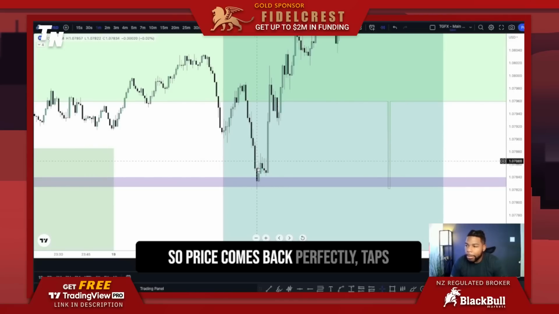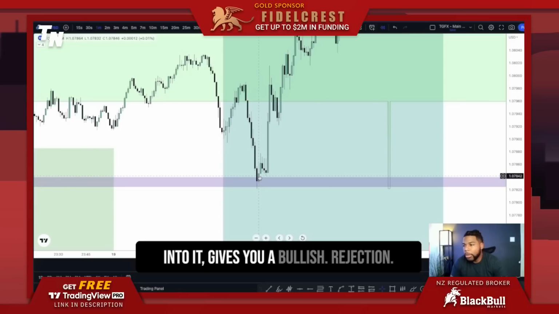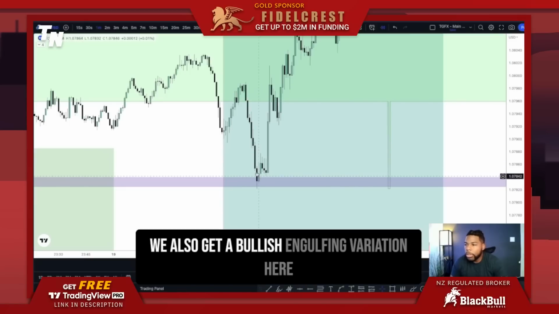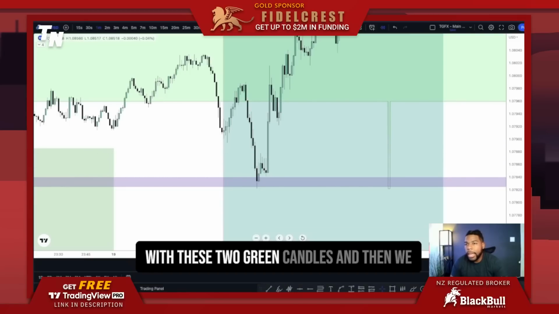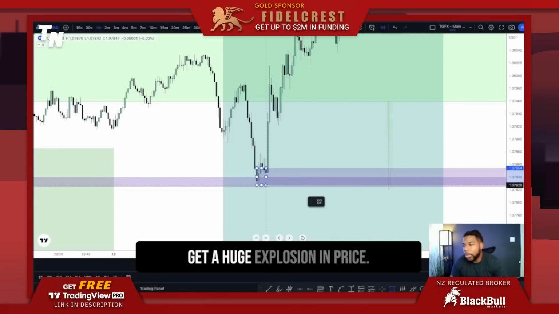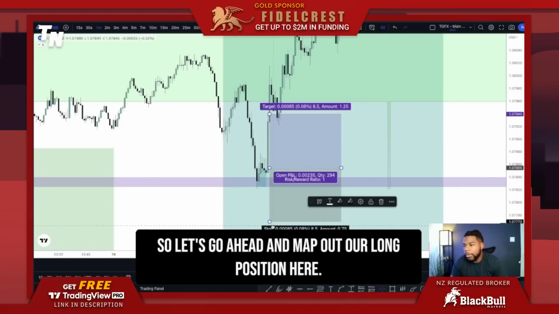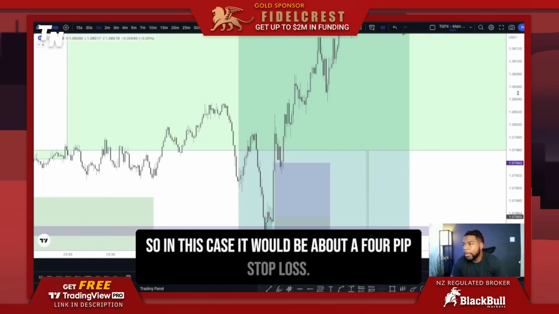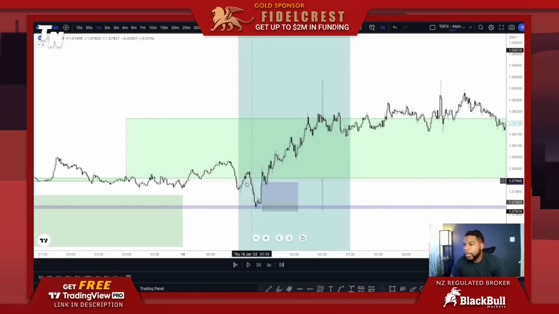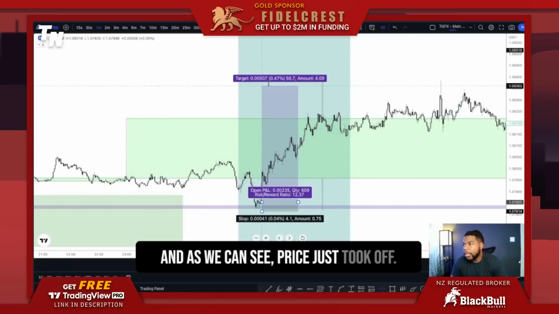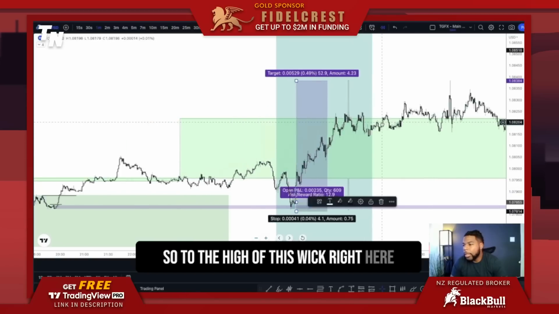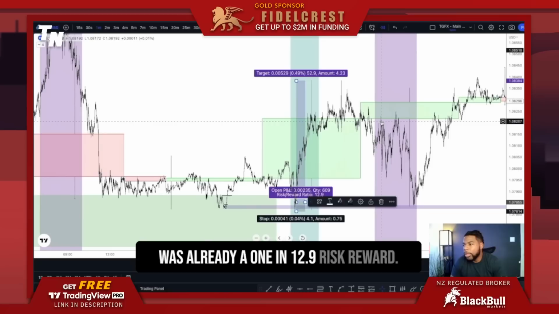So price comes back perfectly, taps into it, gives you a bullish rejection. We also get a bullish engulfing variation here with these two green candles. And then we get a huge explosion in price. So let's go ahead and map out our long position here. So in this case, it would be about a 4 pip stop loss. And as we can see, price just took off. So to the high of this wick right here was already a 1 in 12.9 risk to reward.